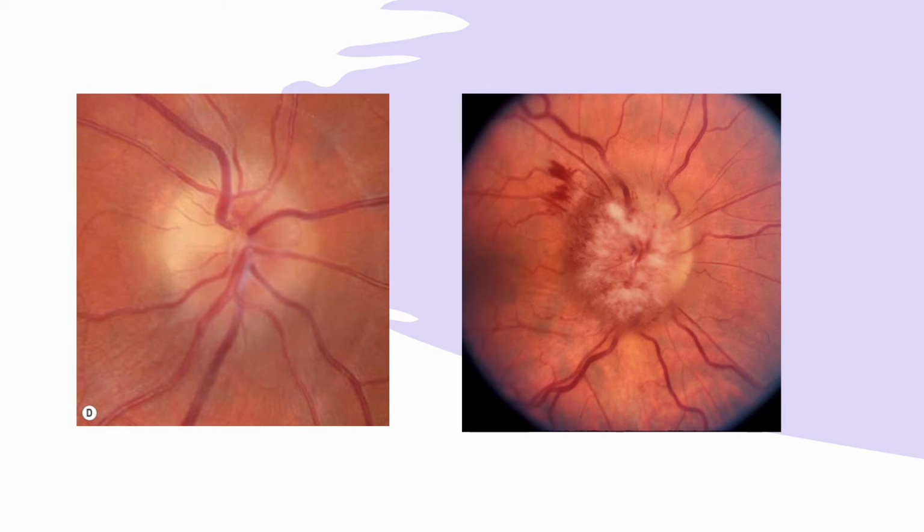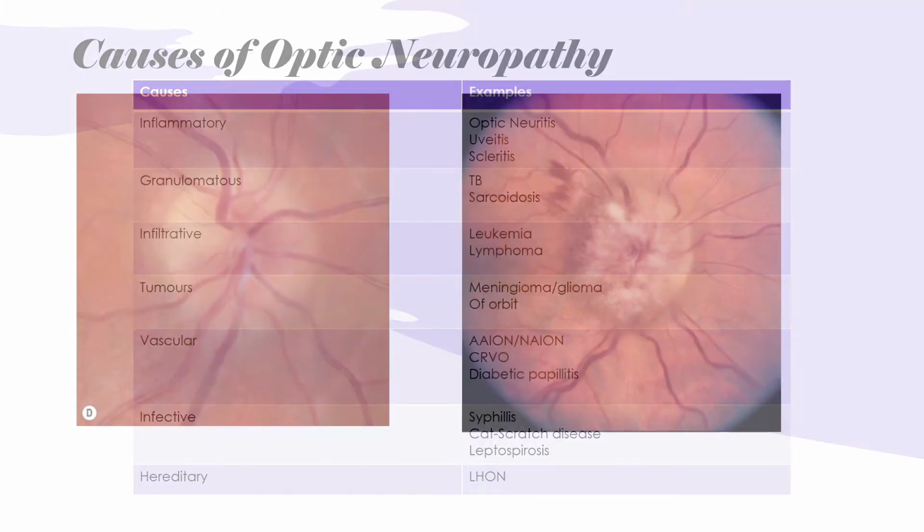The picture on the left shows the elevation of the optic disc margins and also the blurring of the margin. As you can notice here, it is not as well defined as in a normal optic disc. The picture on the right shows the elevation and the blurring of the optic disc margin in addition to peripapillary hemorrhages and also tortuosity of the vessels.